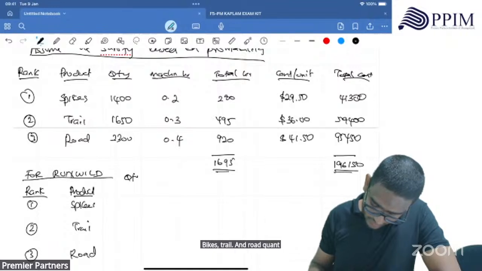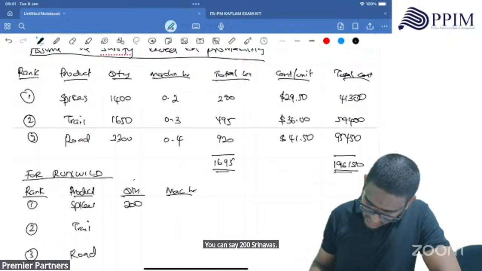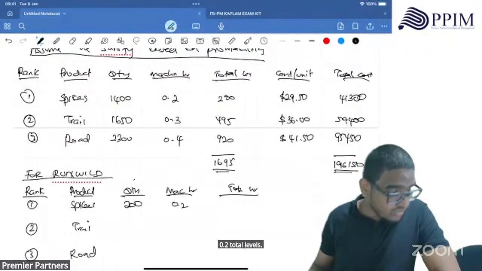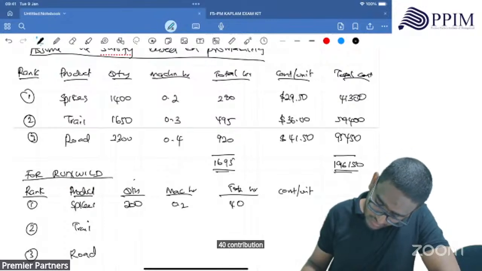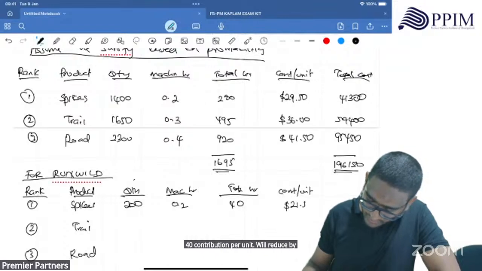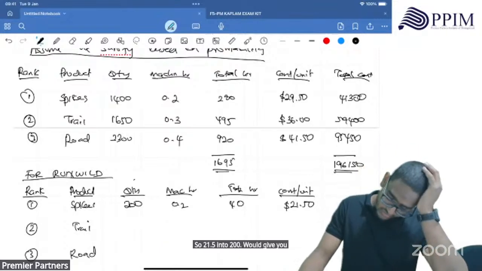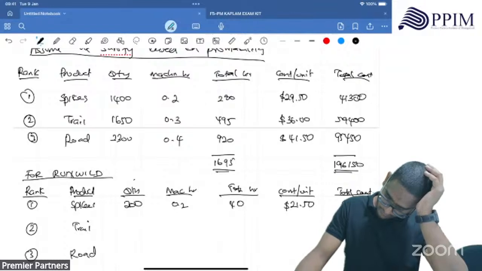Quantity. You can say 200, machine hours 0.2, total hours, 0.2 into 200 is 40. Contribution per unit will reduce by 8, so 21.5. So 21.5 into 200 should give you 4,300. Okay, 4,300.